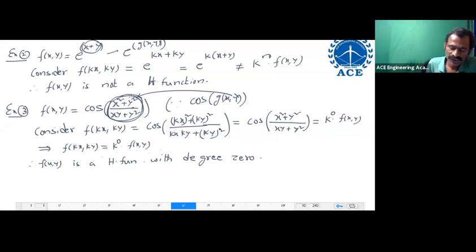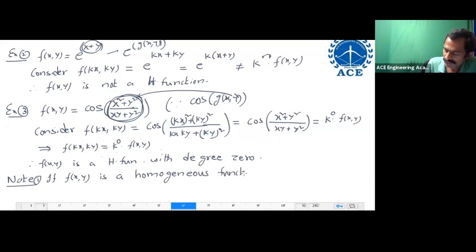So this is about homogeneous function. I'm writing one note point on this homogeneous function. If f of x comma y is a homogeneous function, the short form of homogeneous function is h dot fun. Fun is the short form of function, the first 3 letters of function. Instead of writing function always, I use the short form fun. H dot fun is the homogeneous function short form.